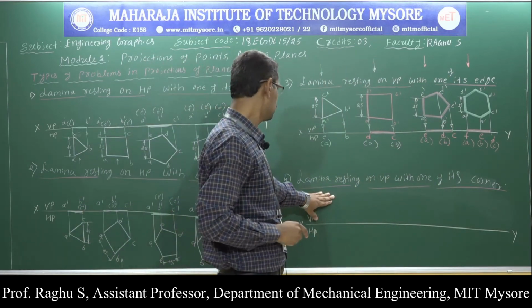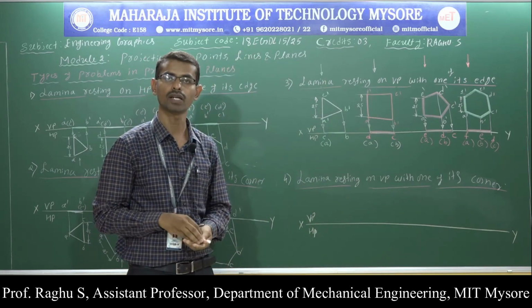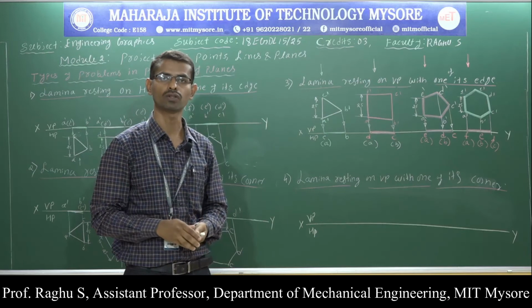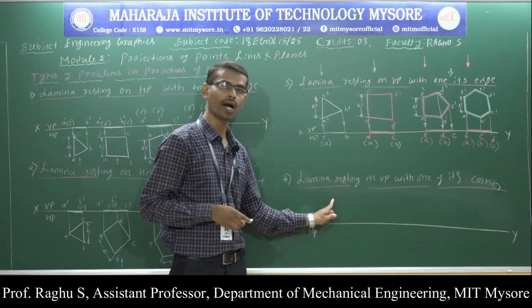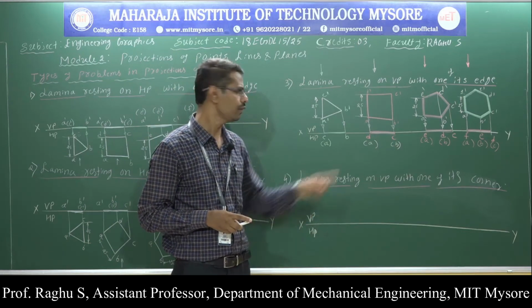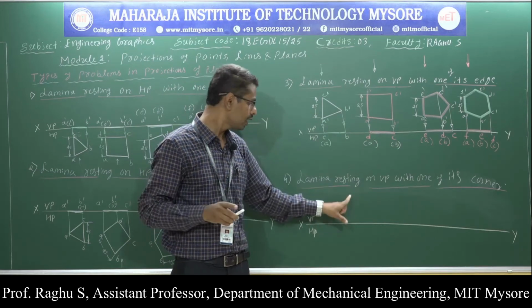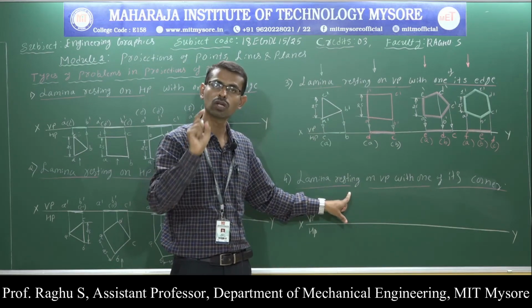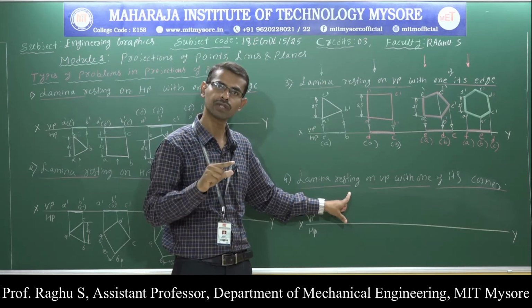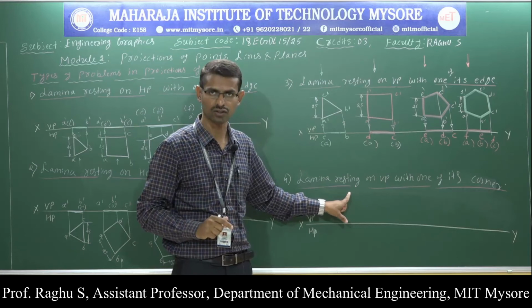Next, lamina resting on VP with one of its corners. How to draw the front view and top view for this condition? Already we have discussed the lamina resting on VP with one of its edges. Here the lamina is resting on VP with one of its corners. Should the corner come towards the right side or the left side? Left side, because the left side is considered as the resting condition.